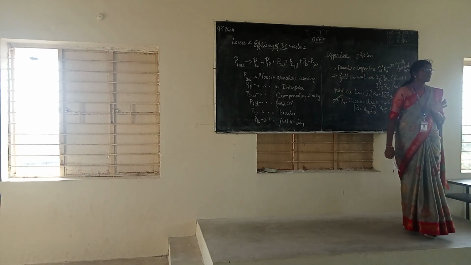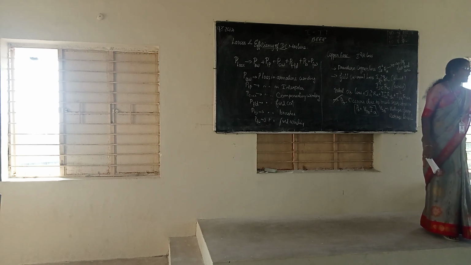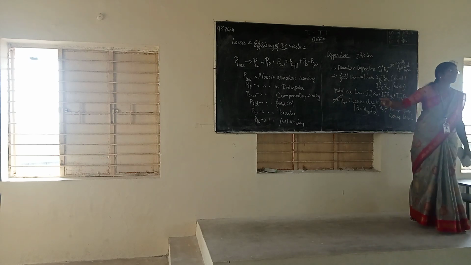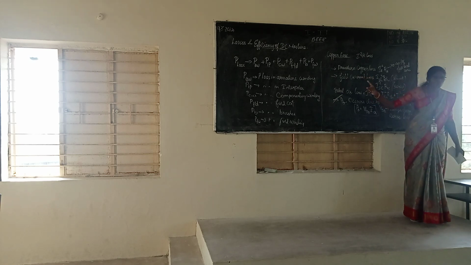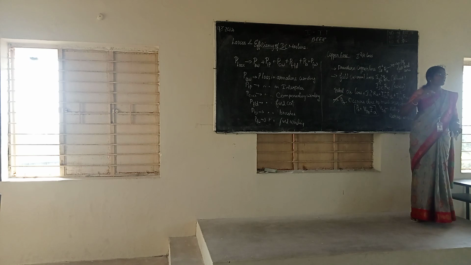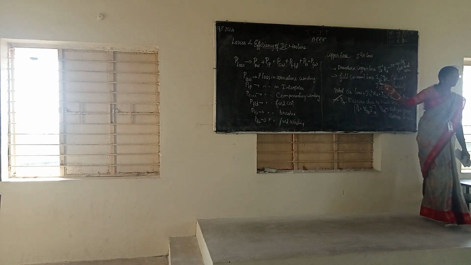Clear? So the armature copper loss, as I told, is power loss. Power is what? I square R. That you know. So the copper loss is said to be what? I square R. In the armature, we name this I suffix A square R suffix A, that is, current in the armature times armature resistance.